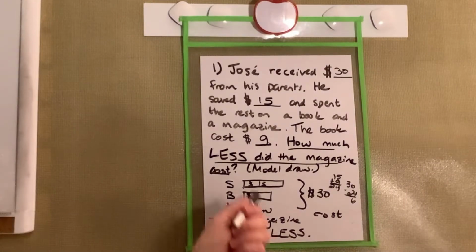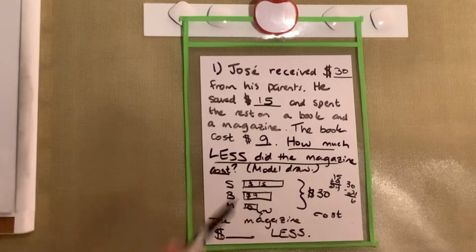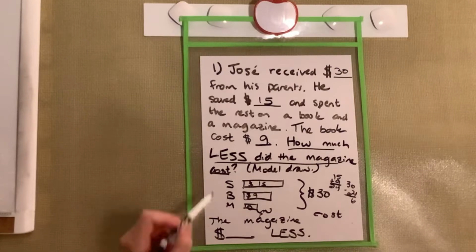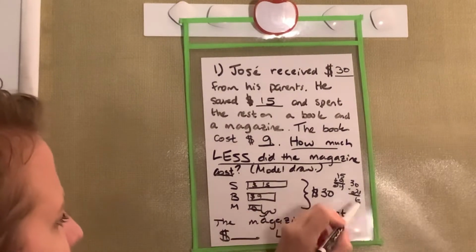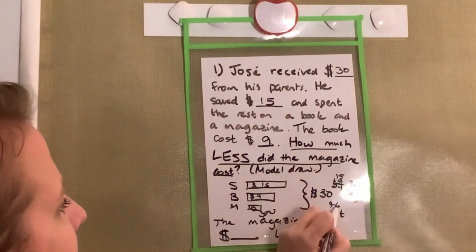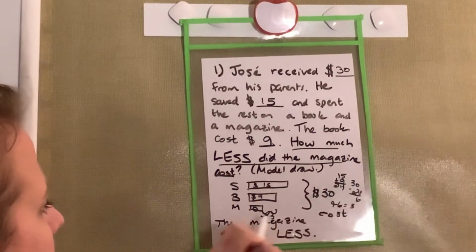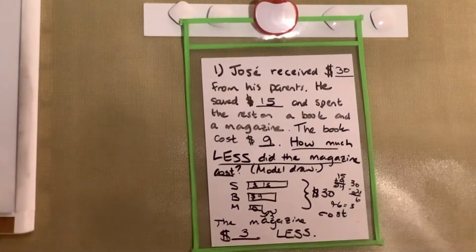So now we should be able to figure out how much less the magazine is than the book. The book is $9, the magazine is $6. So how much less is the magazine? To make it really clear, we're going to say 9 minus 6 is 3. So the magazine cost $3 less.